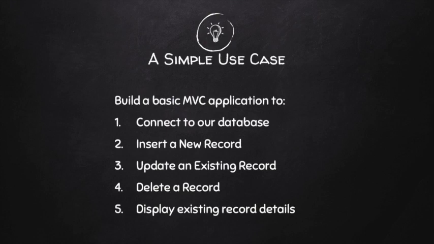So let's review our use case. In today's lesson, we are going to build a basic model view controller application, which will connect to our database. We will have an interface that will allow the user to enter a new record. They will have the ability to edit an existing record. We will also give them a button so that they can delete a record. And we will also give them a home page to allow them to select between the multiple components of the catalog. For example, they could select product, they could select vendor.